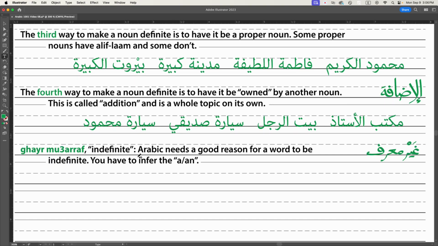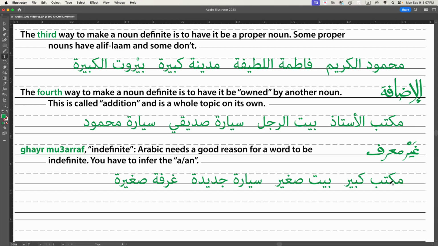So when we get to indefinite nouns, we call them ghair mu'arraf. Remember that ghair means non or un or in as a prefix. And then mu'arraf is known. So unknown or unintroduced is literally what this means in Arabic. We say indefinite in English. English wants nouns to be indefinite. Arabic wants them to be definite. You need a good reason for a word to be indefinite, and you have to infer the a or an, because there's no a or an in Arabic.